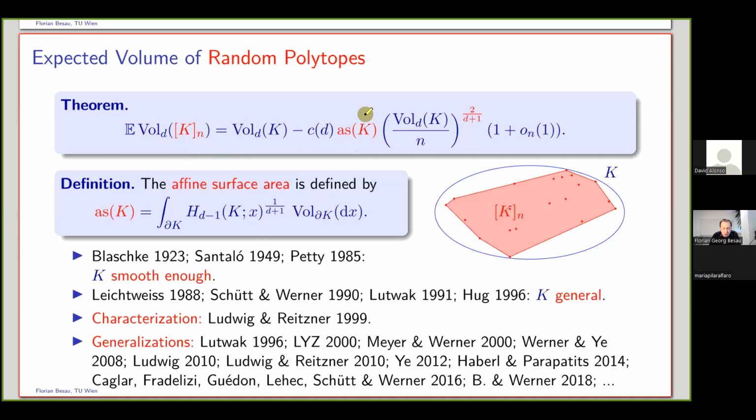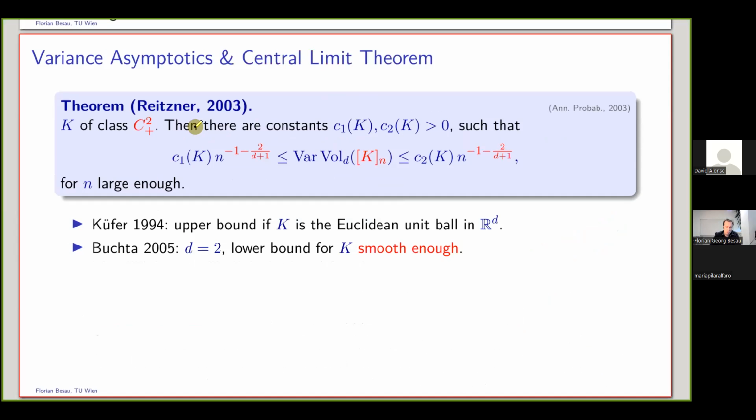Affine surface area appears here in the first order term as a geometric quantity that controls this constant. So this gives us information about the first moment of the volume of the random polytope. And then there is also information on the second moment, on the variance. This is a result by Reitzner, which tells you there are constants depending on K, so we don't have a limit theorem, but we have sharp constants. The takeaway is that we have control in the rate at which the variance of the volumes goes to 0, and we have the same rates from above and below. So this is really a sharp bound.